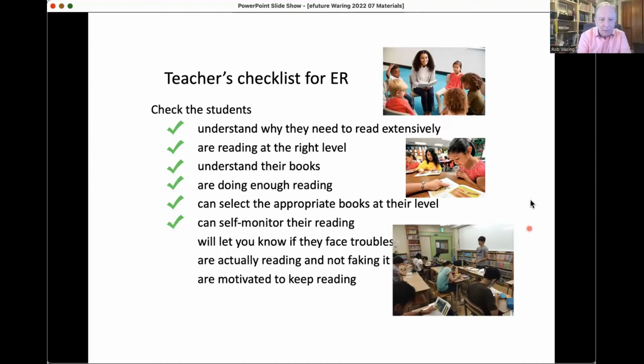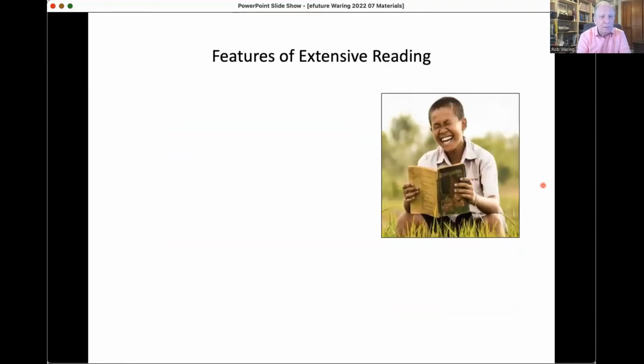You need to let them know if they face trouble, and make sure they're actually reading, not just eyes scanning the page or only looking at the pictures, for example. And motivated to keep them reading. So motivation is key. And we'll talk later a little bit about the best way to motivate students.